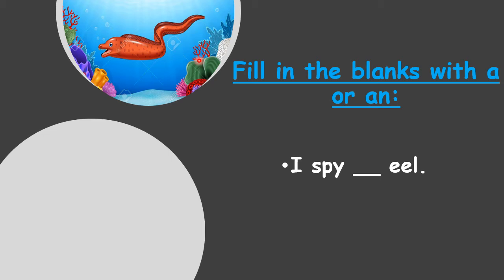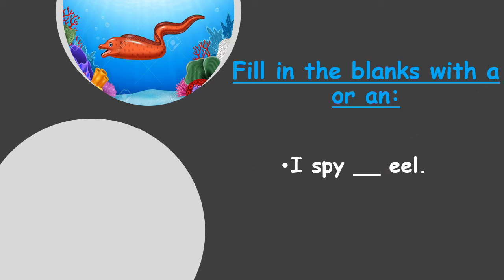So let's see if you can do this one on your own. Fill in the correct article. Is it a or an? Remember the rule. Look, is it a consonant or a vowel? It's a vowel, right? It is the letter E. So, is it a or an?